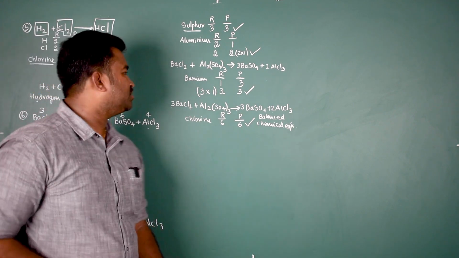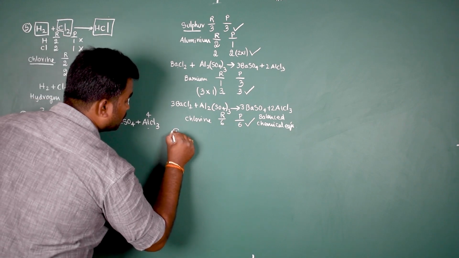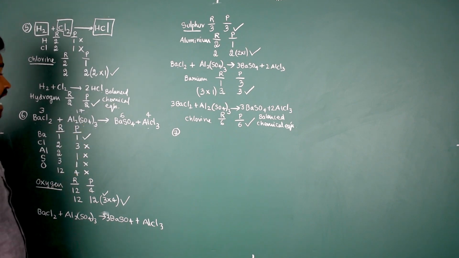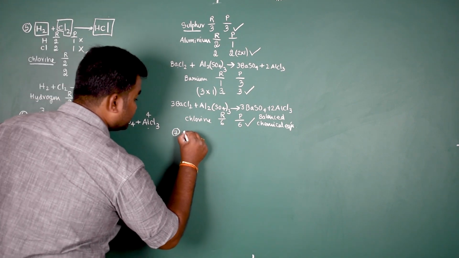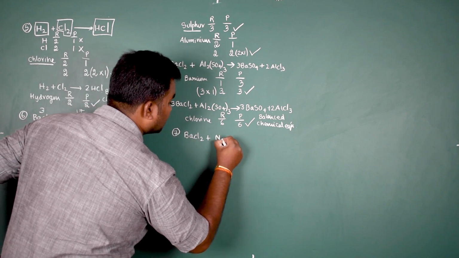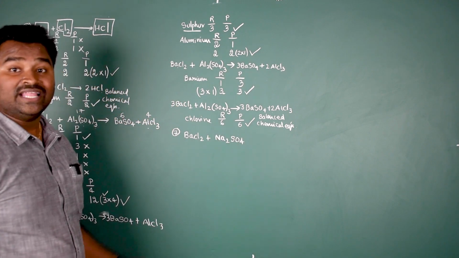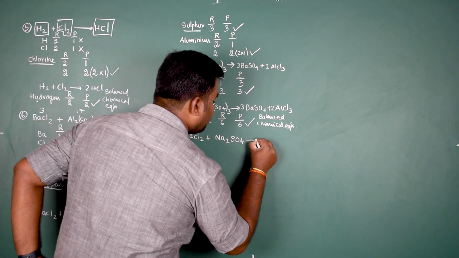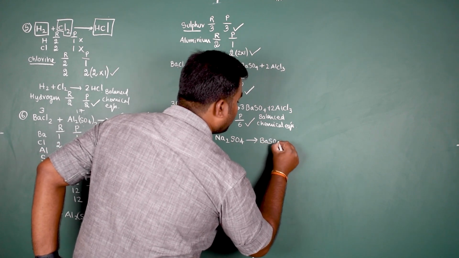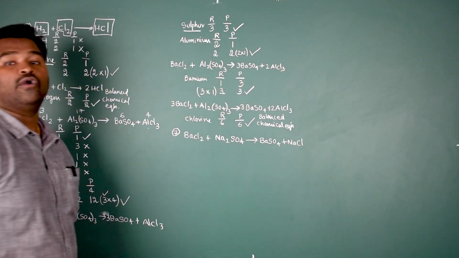Let's do one more question. Okay, we finished with the 6th. Let's do the 7th one. In the 7th one, instead of aluminium sulphate, I will take a different substance, that is the reaction of barium chloride with sodium sulphate, given by Na2SO4. When this reaction occurs, you get a similar type of product, that is barium sulphate plus sodium chloride. This is the product form.